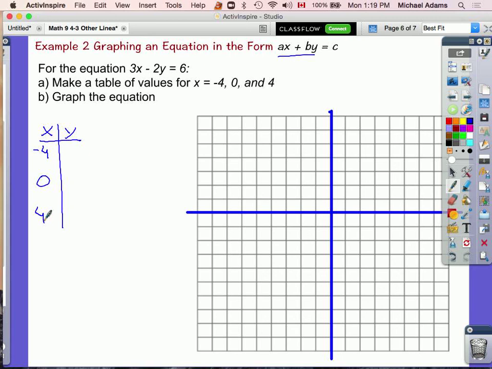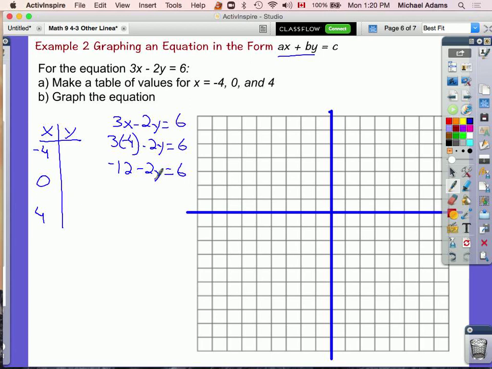So what do we have to do? If I take a look at this equation, I'm going to write it out here: 3x minus 2y equals 6. We're told that the x value is -4. So I'm going to substitute -4 for x. Now we have to remember our algebra. So 3 times -4, I'm going to end up with -12. I'm left with then minus 2y equals 6.